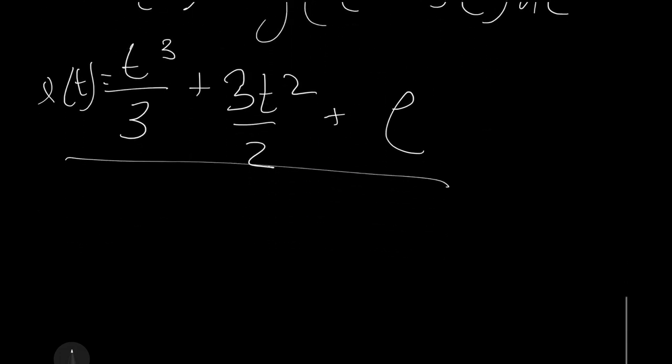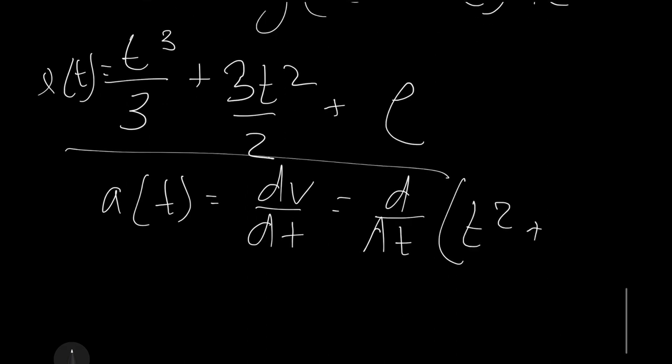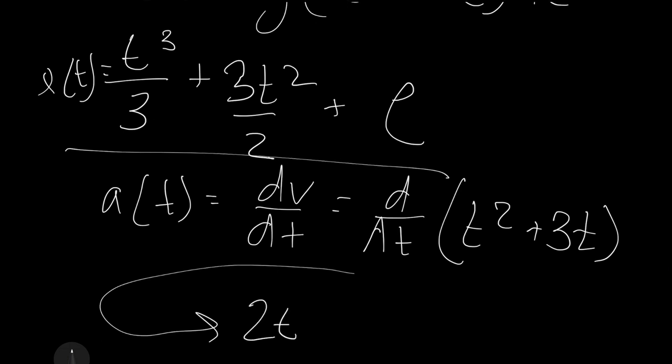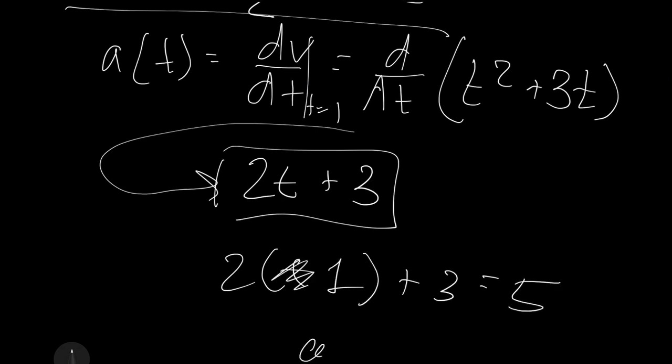If you're trying to find the acceleration, as we know, is going to be dv dt, which means you have to take the derivative of this function instead. So that's t squared plus 3t, which turns into 2t plus 3. So if you're given a specific time t, then you would just plug that in. So say this is supposed to be at time equals 1. Your acceleration is going to be 5 meters per second squared.